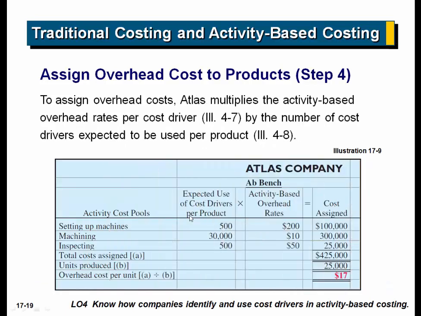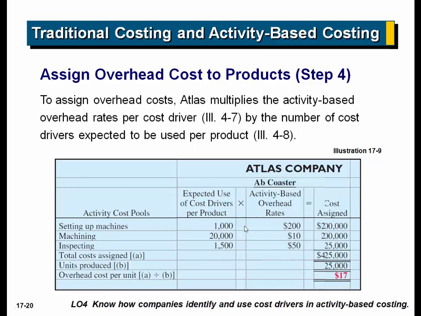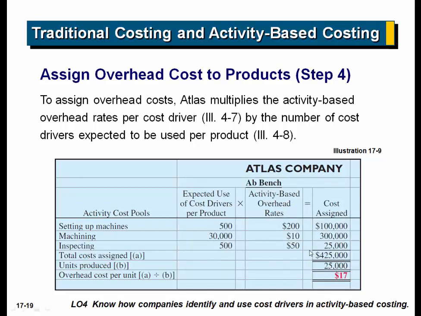So if we look at, for example, the ab bench, we had 500 machine setups, 30,000 machining hours, and 500 inspections. So you have these totals, and it says that the overhead cost for the ab bench is 425,000 divided by 25,000 units. Your overhead cost is now going to be $17. If you remember, you had $30 before, and the total cost to make that is $95.